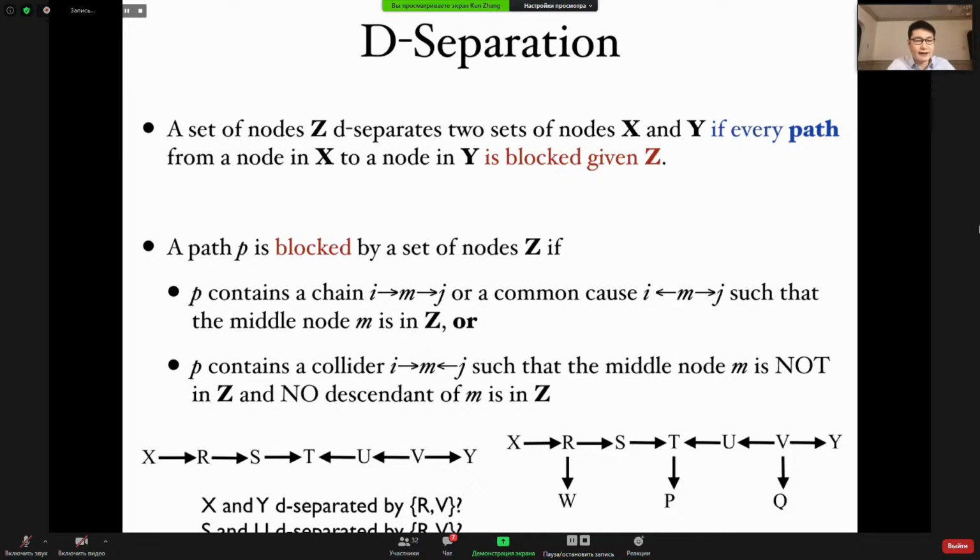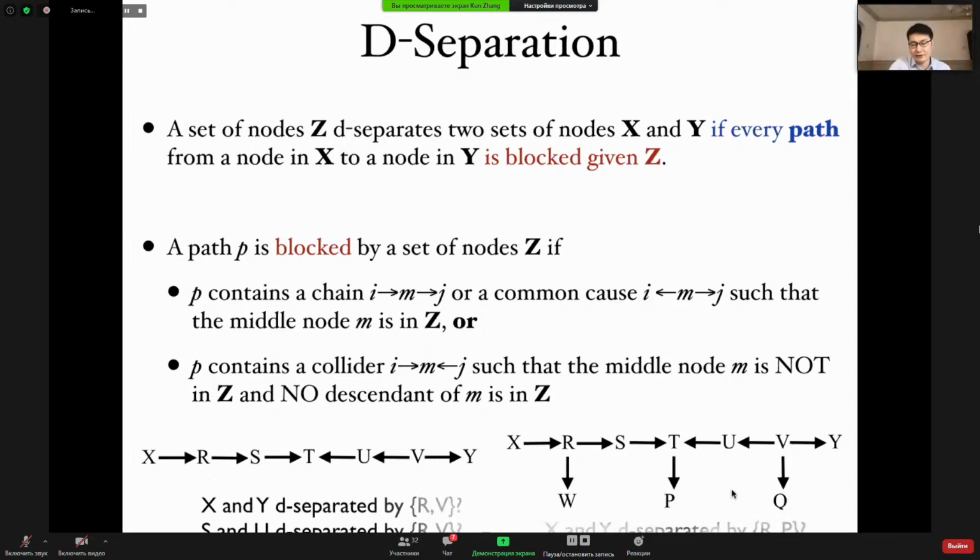Second question, do you think S and U right here are d-separated by R and V? So S right here, U right here. Yes or no? The answer is also yes, because the second condition holds true. We have a collider or common effect here, and we know T is not in the condition set, and no descendant of T is in the condition set.